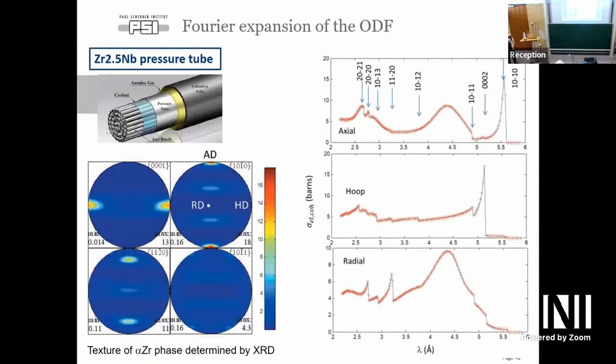This is a pressure tube for a nuclear power plant. And the texture here is completely different because it's really sharp in these two points and this point here, and nothing around it. And even so, the model works really nicely with experimental data.